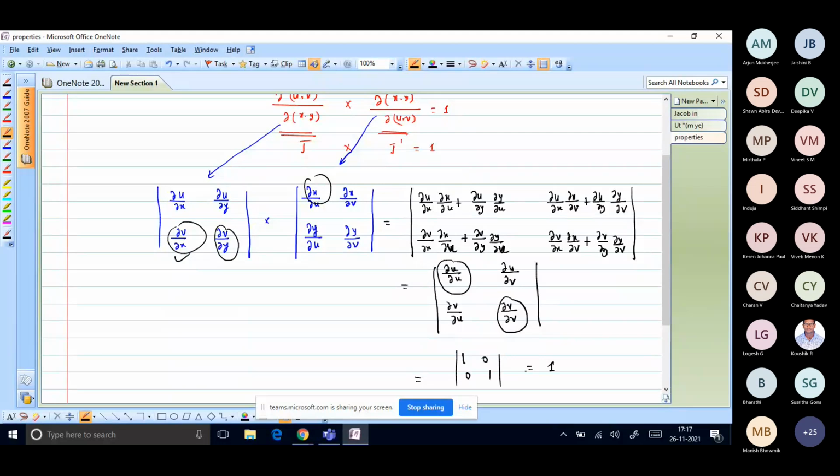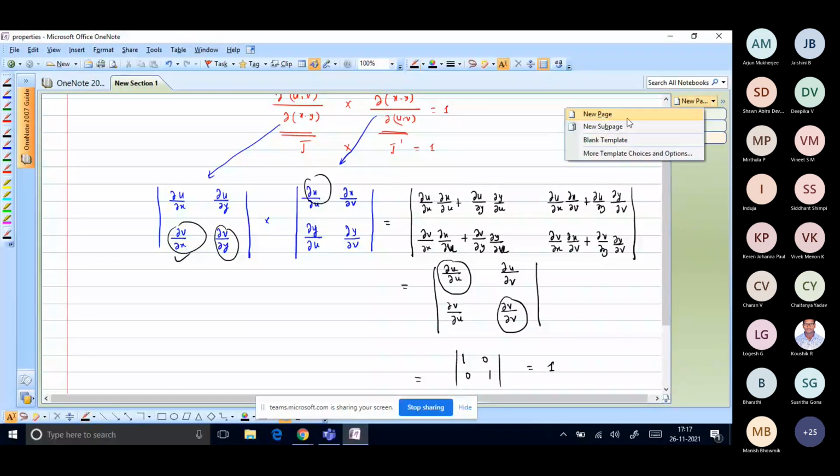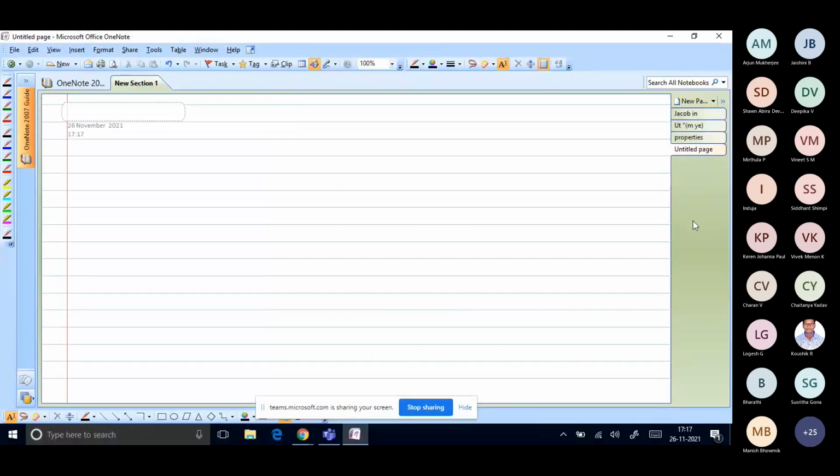Is it clear? So let's go to the next property, which is the chain rule.